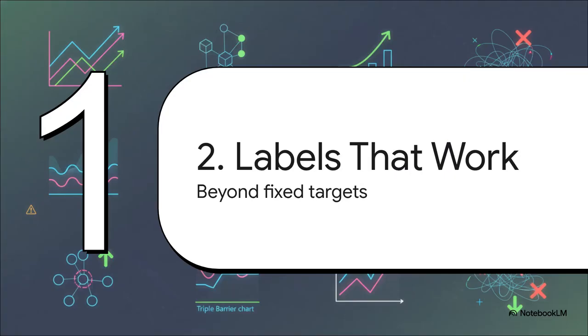All right, so we've got clean data based on activity, not time. Huge step. But now what? Well, what are we even trying to predict? We need a way to label a trade as a win or a loss. And guess what? The old way of doing that is just as broken as time-based charts.